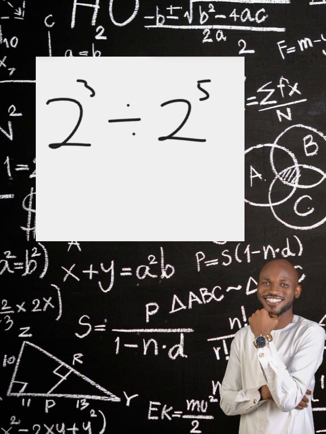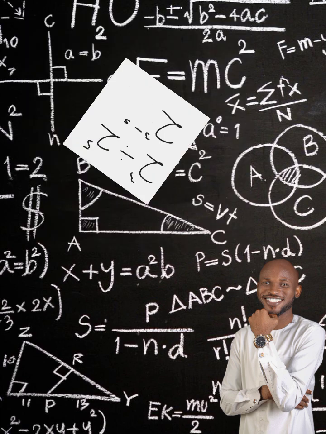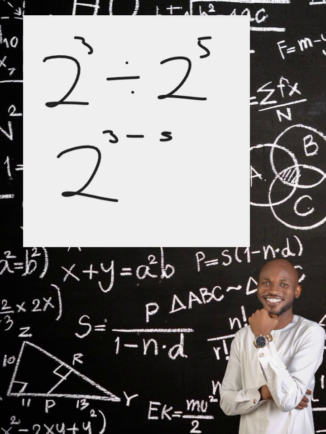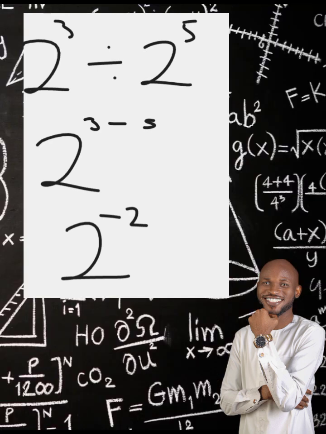if we are to use the law of division that you know already, 2 raised to the power of 3 minus 5, that's subtracting the power of 5 from the power of 3, that will give you minus 2. So 2 raised to the power of 3 minus 5 will now be 2 raised to the power of minus 2. Now, by division law, that answer is perfect.